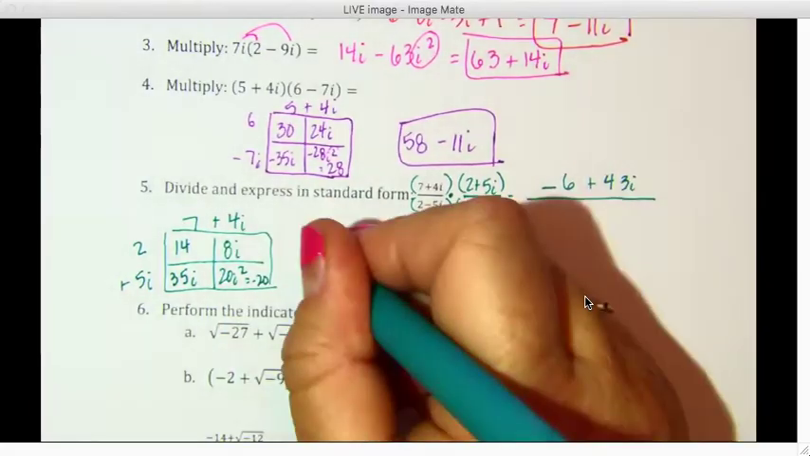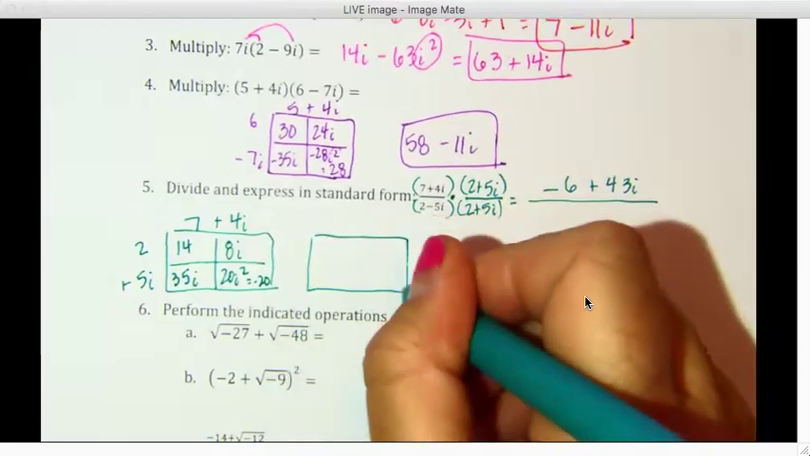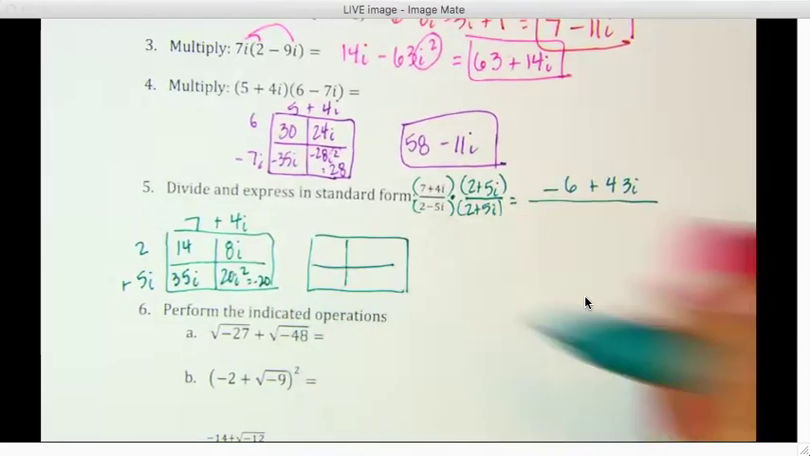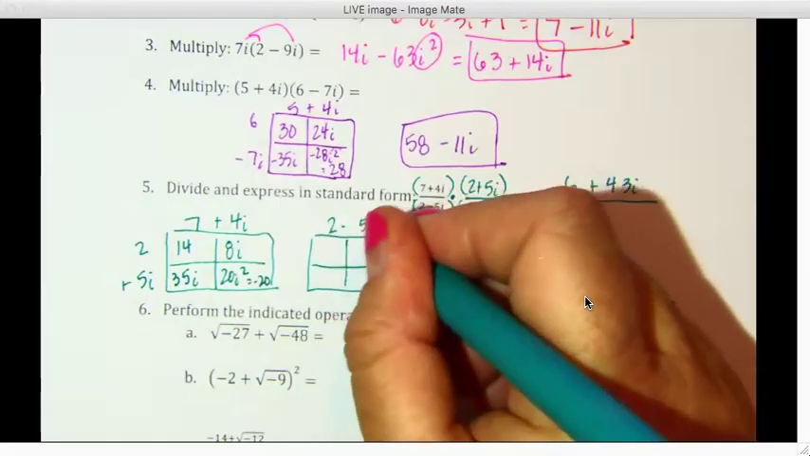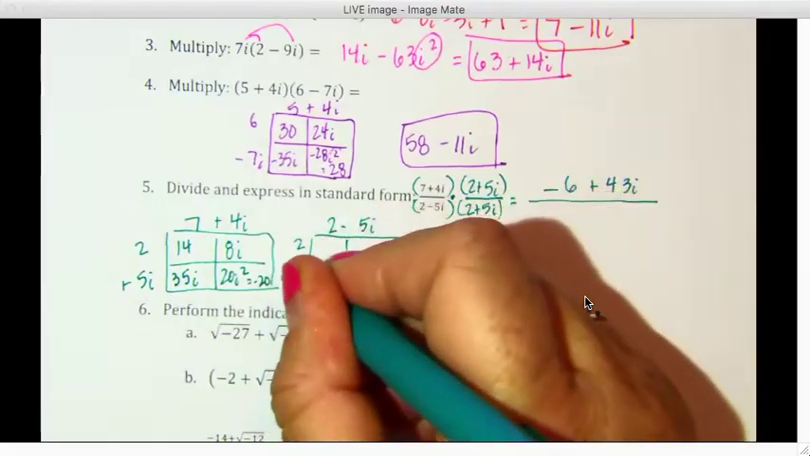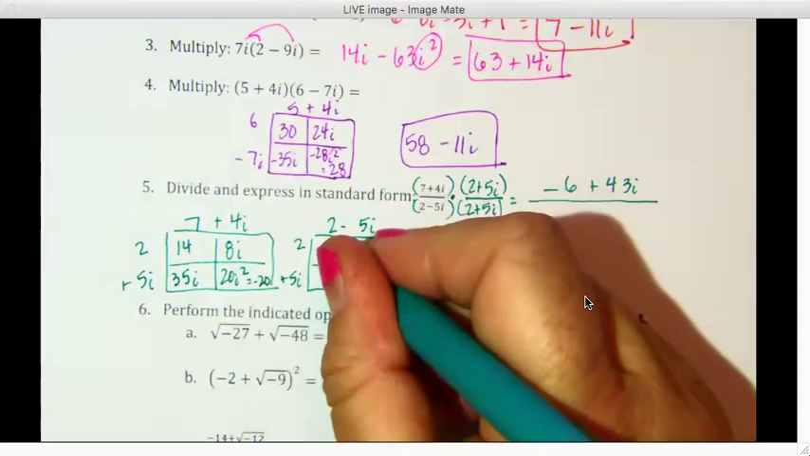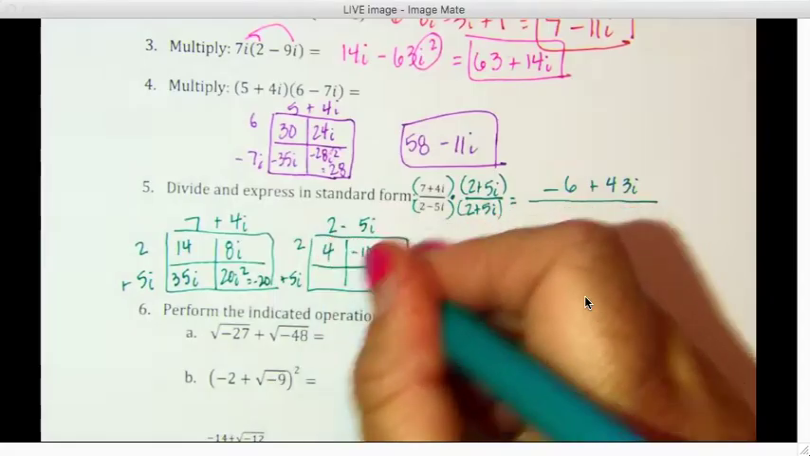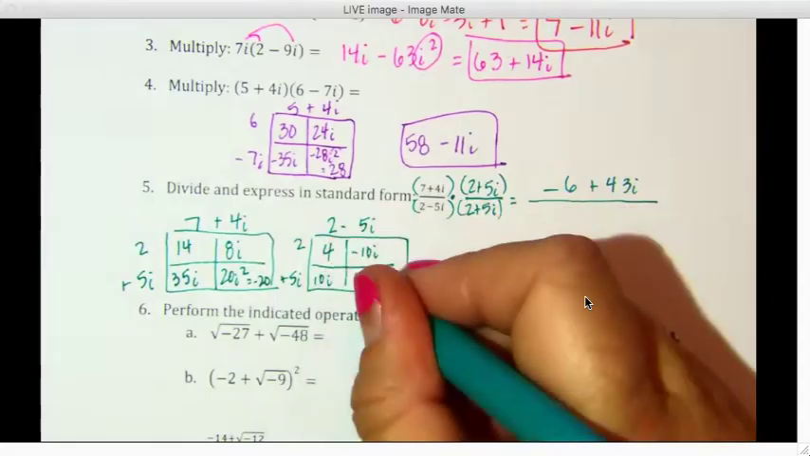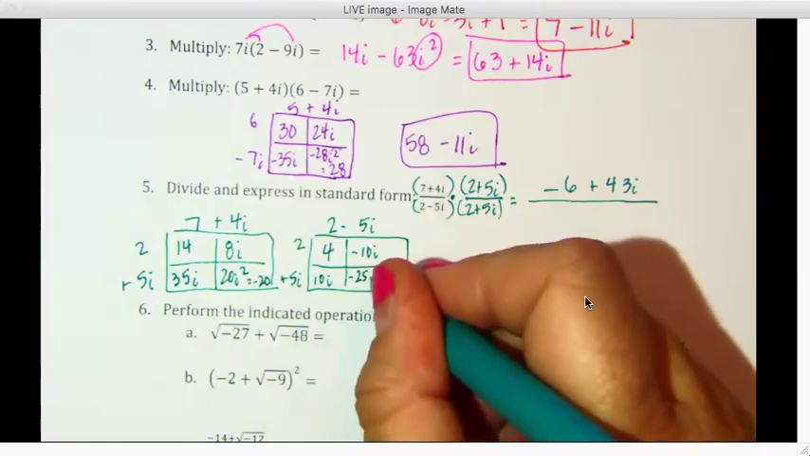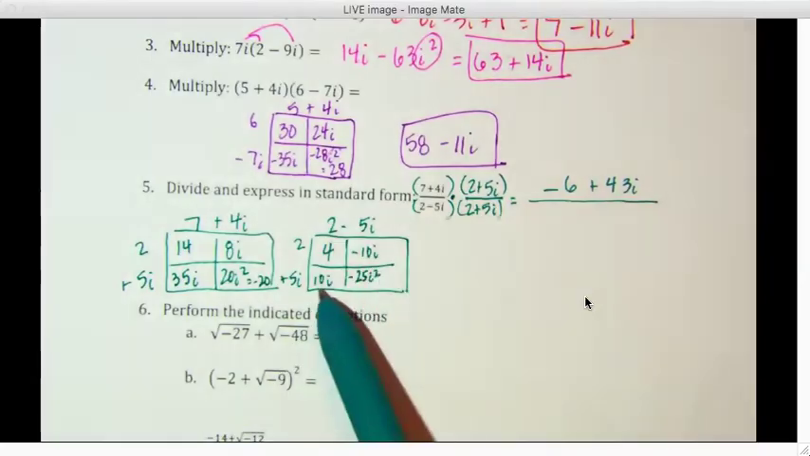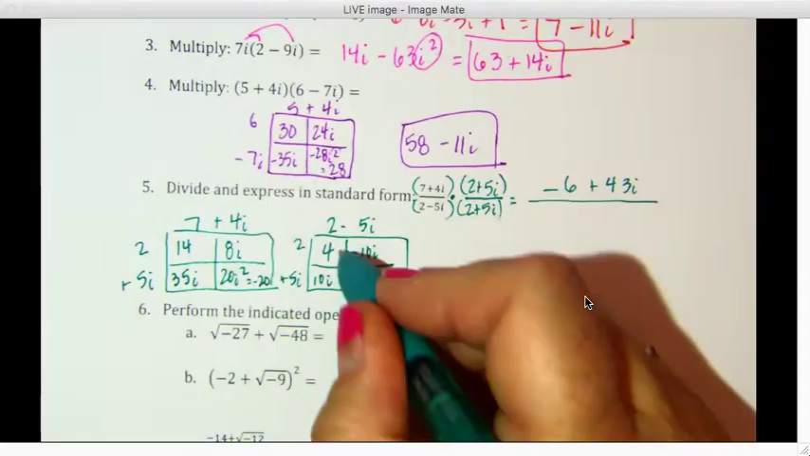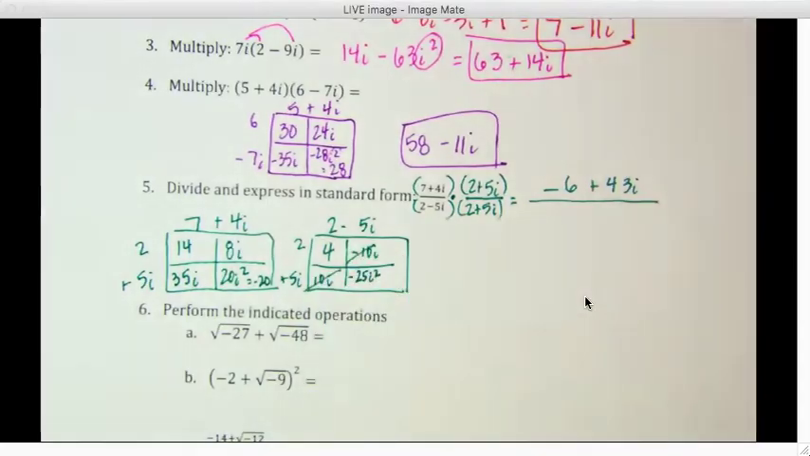And on bottom, I can do a box there as well. And we're going to notice something interesting happen here. I have 2 minus 5i and 2 plus 5i. And we get 4, negative 10i, positive 10i, and negative 25i squared. And we see that this positive 10 and negative 10 end up canceling each other out.